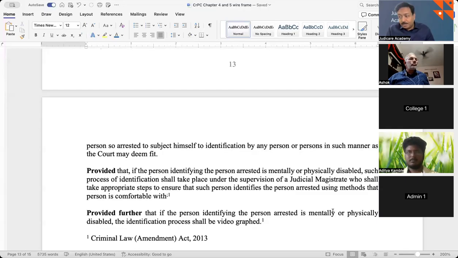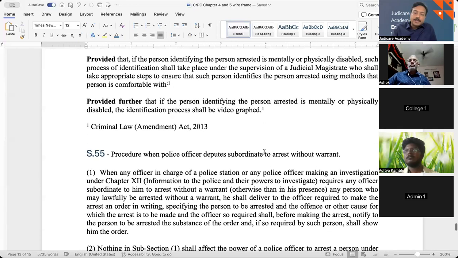If the vulnerable person who has to identify the accused is mentally or physically disabled, then supervision is there, and a comfortable method is there, where the person, the way he or she is comfortable, can do it. Video recordings and documentation also have to be done. So the objective is facilitating the investigation, ensuring fairness, and protecting vulnerable persons by standardization of the procedure as well. This is an additional step added via section 54A, and then further enhanced with the last two provisos you see on the screen, by the Criminal Law Amendment Act of 2013.